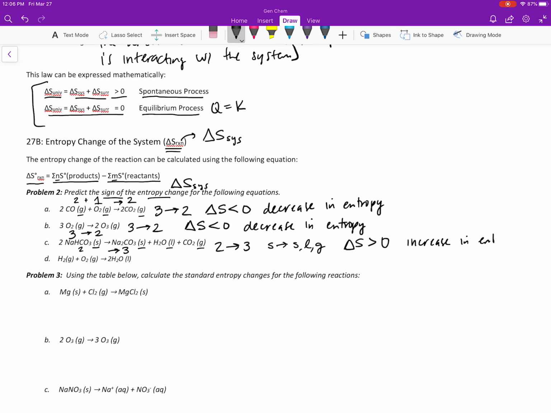in entropy. The last one is going from 2 gas molecules to 2 liquid molecules. So there's no difference in moles on the left and on the right. However, I am going from gas to liquid, and gases are more entropic than liquids. So this would suggest a decrease in entropy, where delta S would be less than 0.